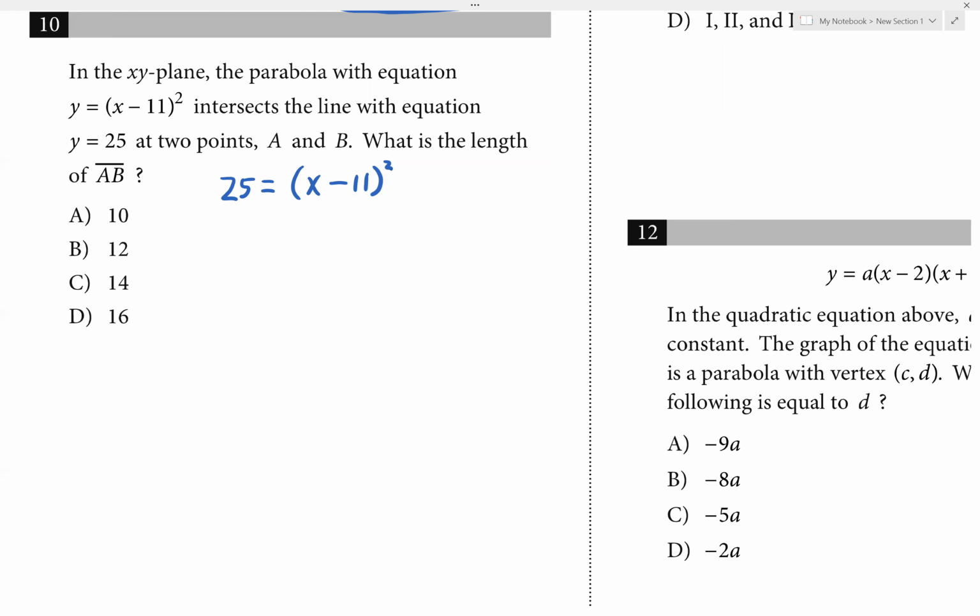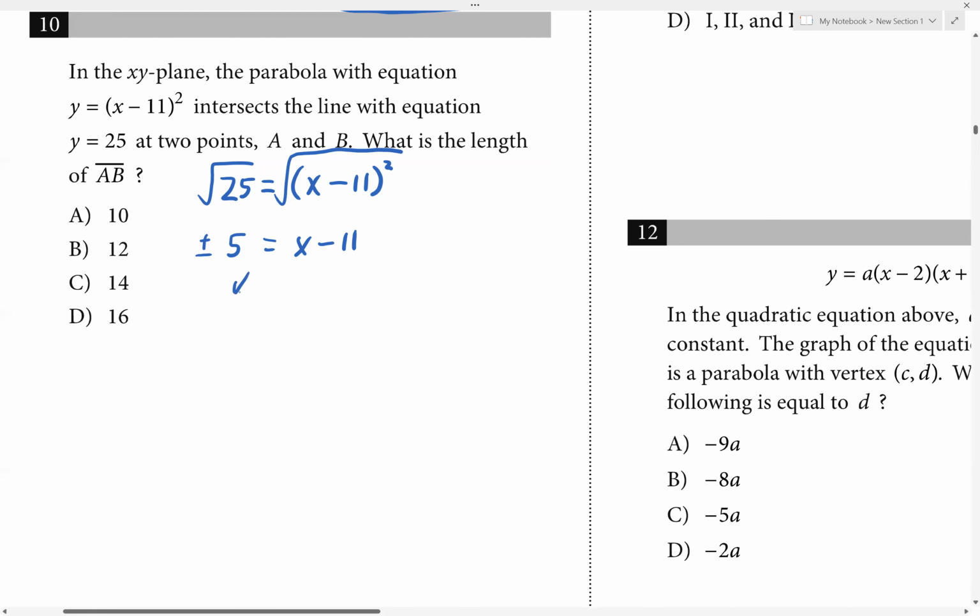So the best way to solve this is we can take the square root on both sides to begin with. The square root and the square on the right will cancel out, so on the right side we just have x minus 11. And on the left side, the square root of 25 is equal to 5. But don't forget, since we're taking the square root on both sides, we should end up with two different solutions, so it should be plus or minus 5, because negative 5 squared is also positive 25.